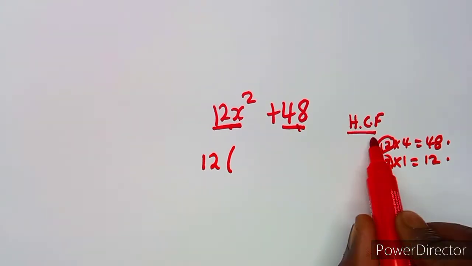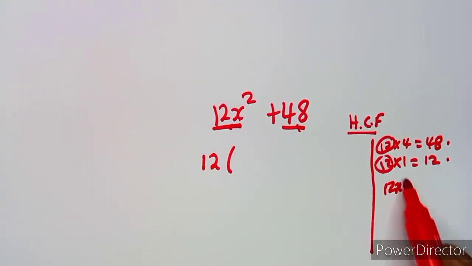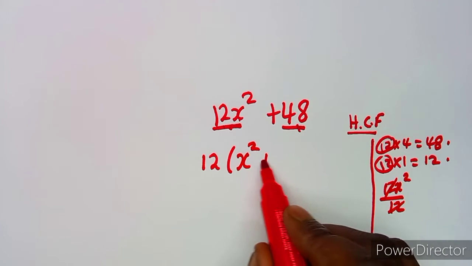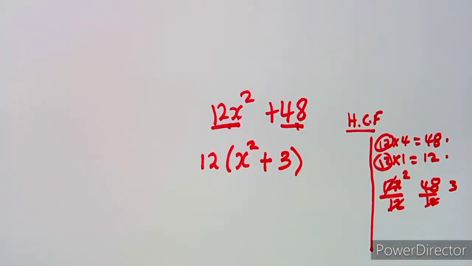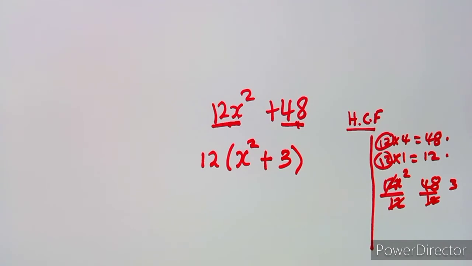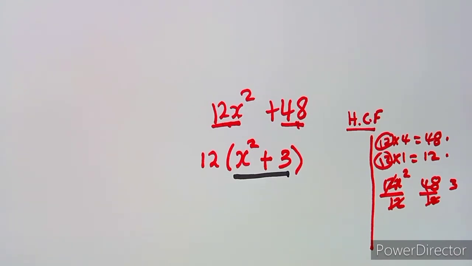So when you factor out, what is the concept there? You are dividing 12x squared by your highest common factor, 12, which is going to give x squared, plus 48 divided by 12, which is going to give you a 3. So you're going to be left with 3. As you can see, between these two terms, we do not have anything that is common now. So we have factorized because we do not have anything that is common. To factorize, you must make sure that there is nothing that is left that is common throughout.